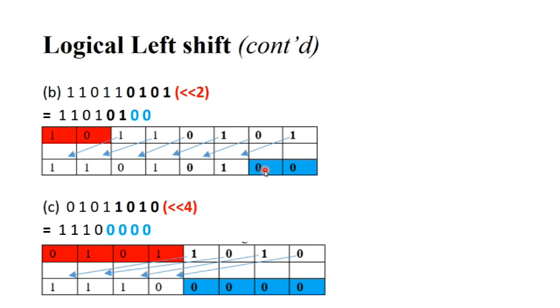So that means I'm moving to the left 2 times, and that means I have 2 zeros that I'm going to be putting to the right. Here I'm moving to the left 4 times. That means I have 4 zeros. The same applies with the previous example.